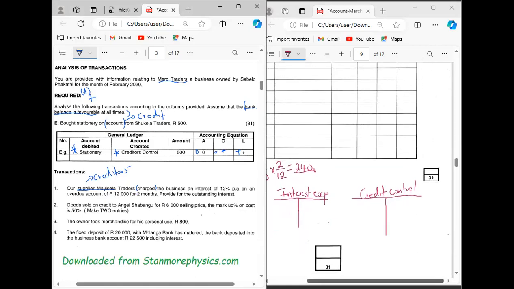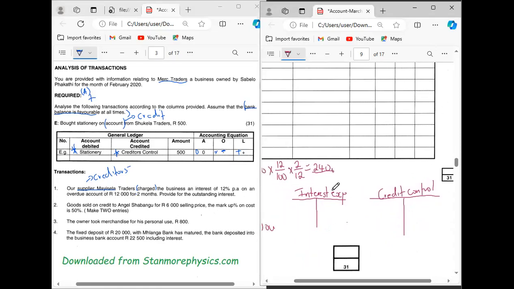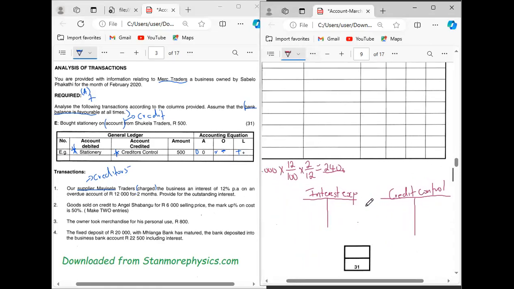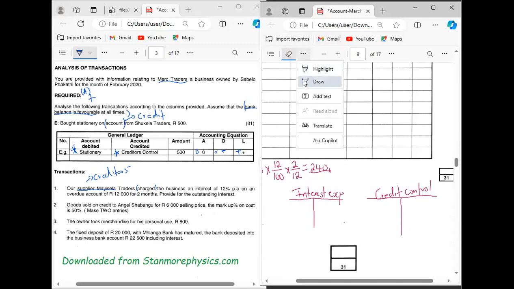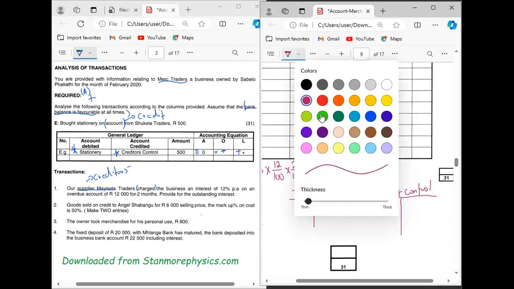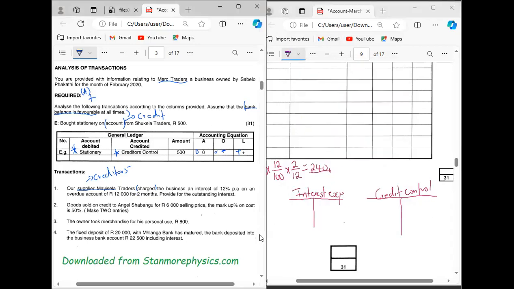So now, guys, we need to be able to classify these two accounts. So interest expense is classified as what? As owner's equity. And we said that, let me change the color of my pen here so that all of us can understand and see clearly what we are doing.